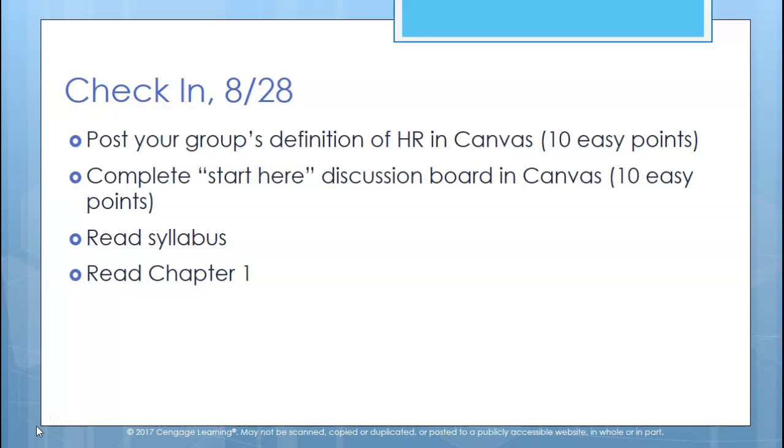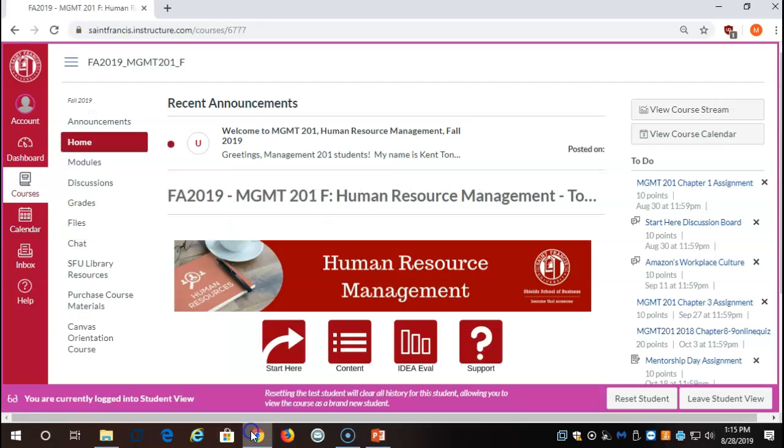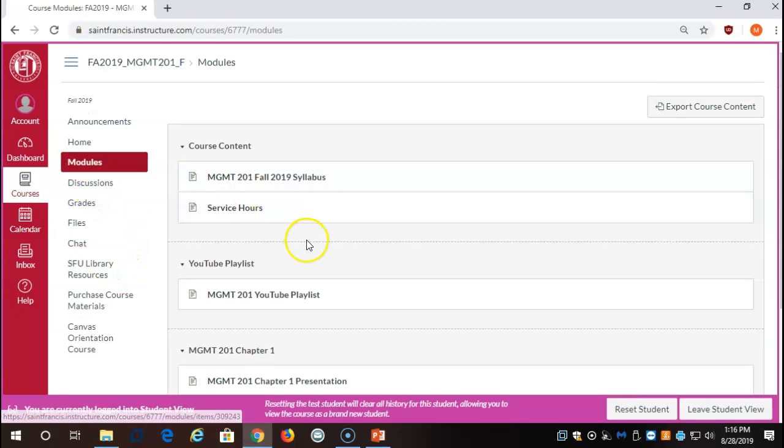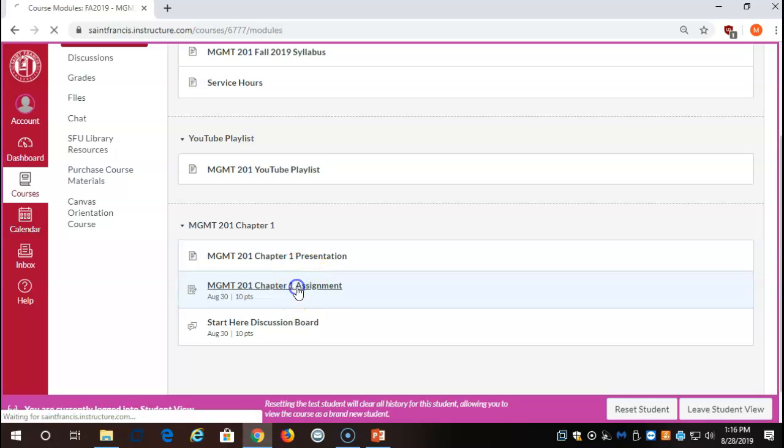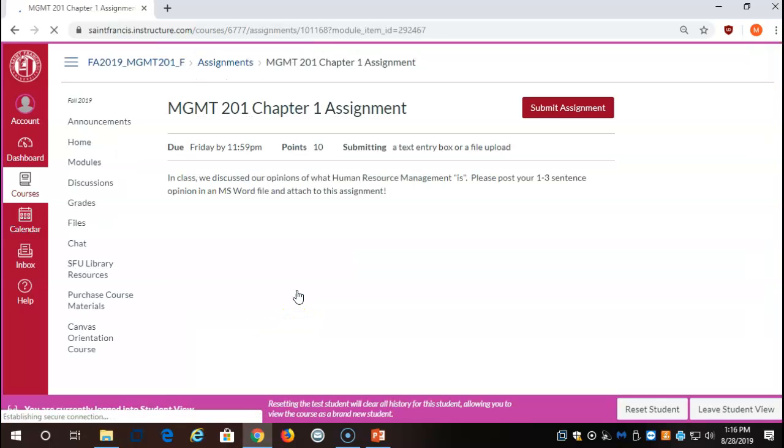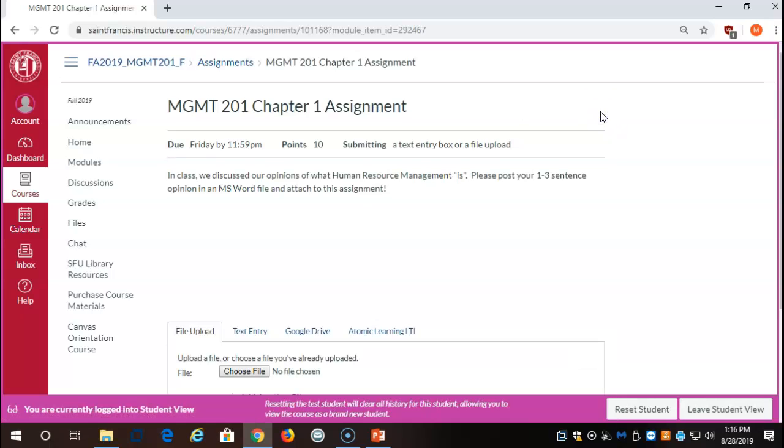I'm asking you to take the definition you came up with in your group for human resource management. If you were not part of a group, if you're new to the class today, that's okay. I'm going to ask you to come up with your own definition based on your own ideas of what human resource management is. Where you post that: if you get onto your Canvas and go to Modules and go to Chapter 1, under Chapter 1 Assignment, you can either upload that as a Word file or you can type it right in. That's where I'm asking you to submit it.